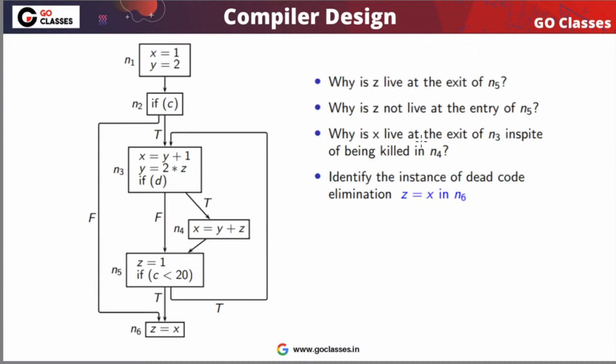Without doing liveness analysis, can you answer these questions quickly? Quickly tell me, is Z live at X? This is the first question I want to ask. Is Z live? Tell me the answer.